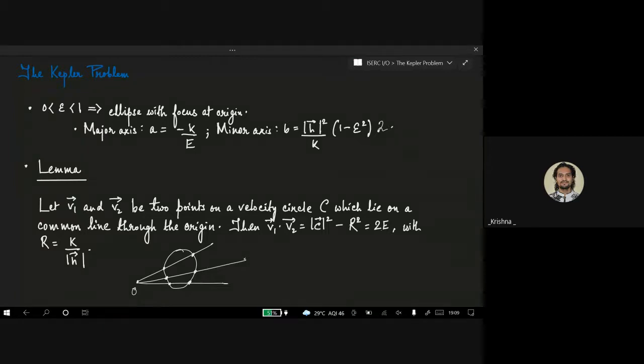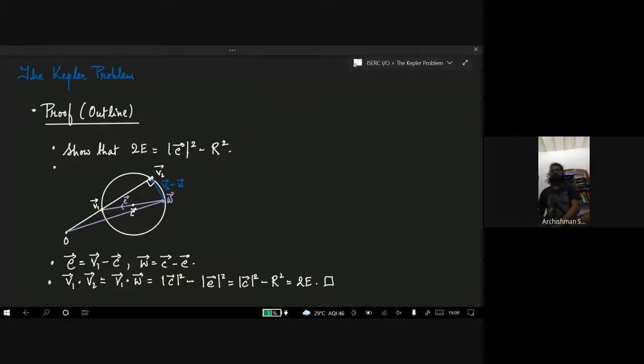Okay, let us see the proof then. The proof is essentially a geometrical argument that you consider the point diametrically opposite to V1, and then you draw a right angle triangle, and then you can define a vector E to be V1 minus C, which is the radius vector pointing from the center. And then you can express this diametrically opposite point to be C minus E. And then you can see that V1 dot V2 is the same as V1 dot W, because V2 minus W is perpendicular to the line connecting V1 and V2.